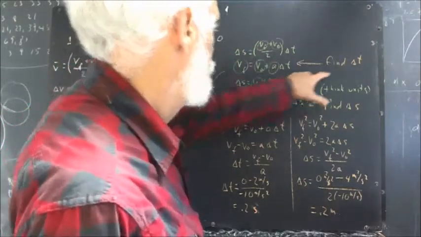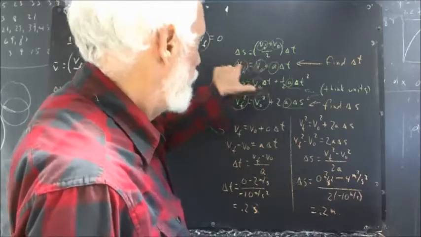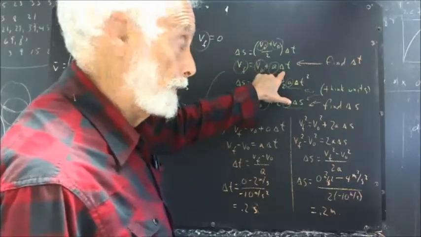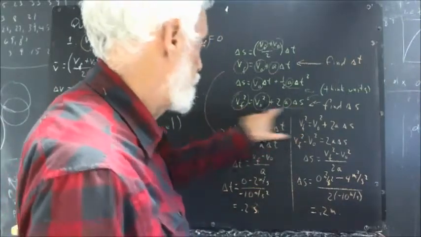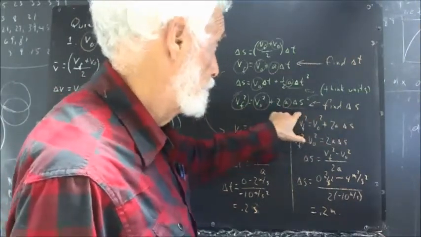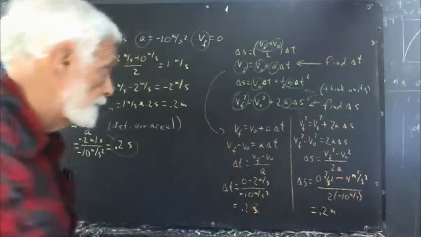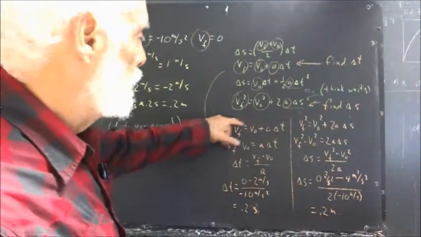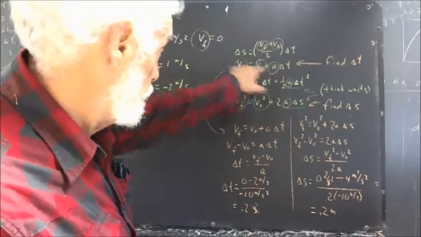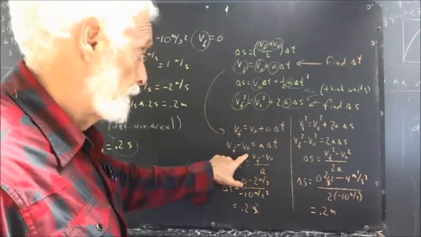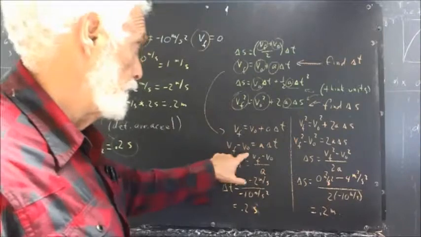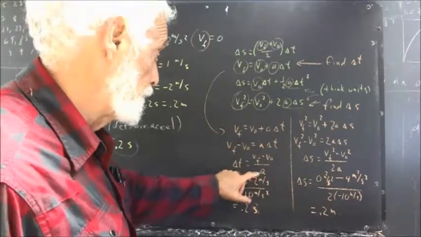Then we note that this equation has all the quantities except delta t, so we can solve this for delta t. This one has all the quantities except delta s, so we could solve this one for delta s. Okay, solving vf equals v naught plus a delta t for delta t, we subtract v naught from both sides, and we get a delta t equals vf minus v naught, and then we divide both sides by a.